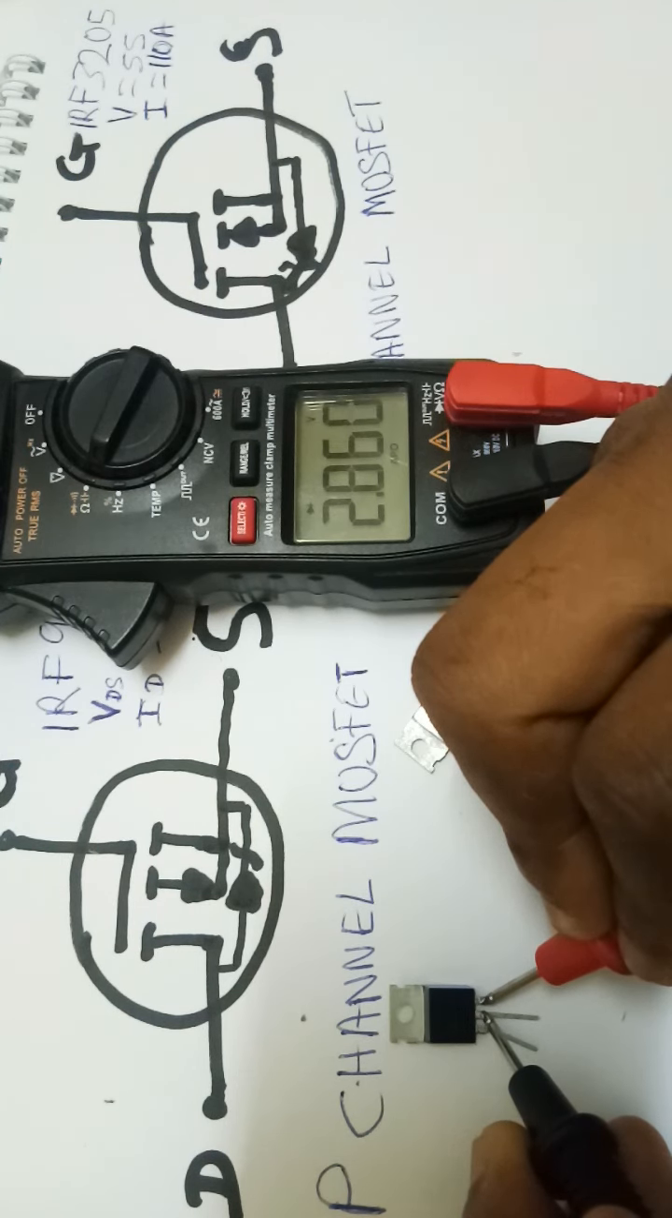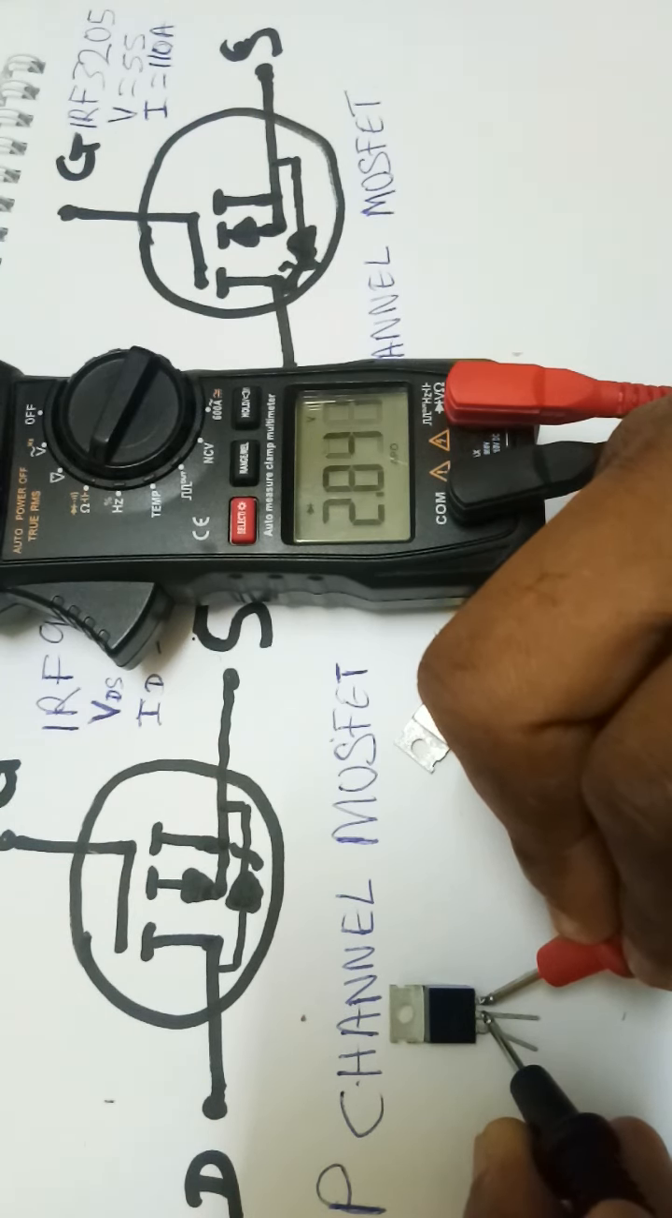If this MOSFET is an N-channel MOSFET, it's supposed to show a reading in the range of 0.4 to 0.9 volts. But as you can see, as it is showing this reading, this indicates that this MOSFET is defective. It is a bad MOSFET.